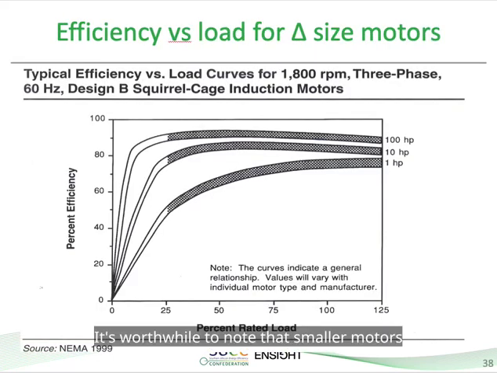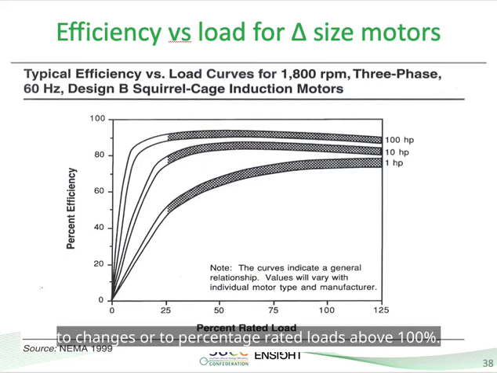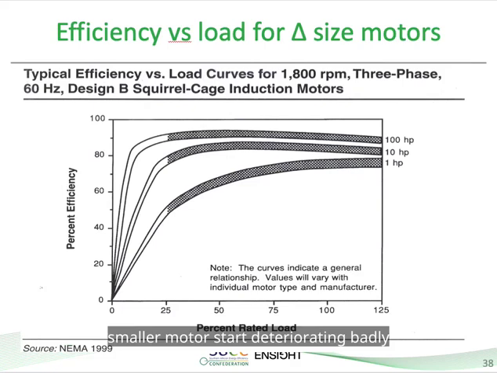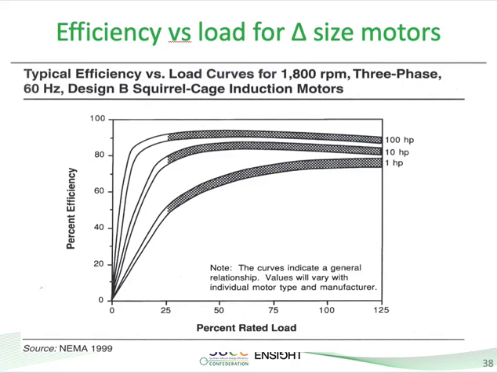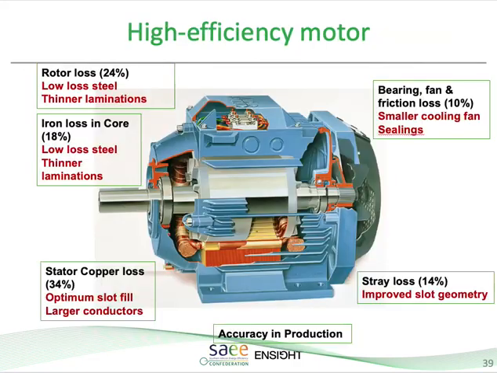It's worthwhile to note that smaller motors are less sensitive to percentage rated loads above 100%. However, smaller motors start deteriorating badly in performance from 75% down, whereas bigger motors are able to run from about 25% down. Meaning, the smaller the motor, the more emphasis needs to be placed on running the motor at optimal load so as to minimize power factor and efficiency losses.